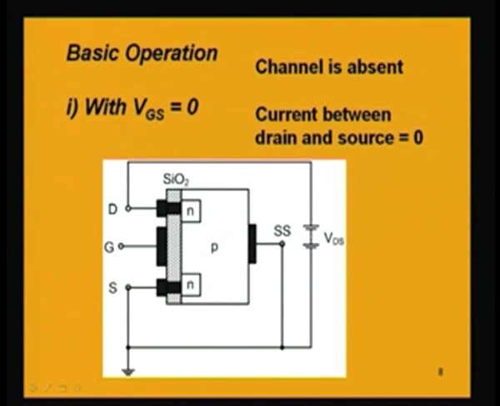Now, we are redrawing the MOSFET here, just simplifying the drawing by indicating the P type substrate, two N type semiconductors, which are the source and the drain. Here this is the drain, this is the source, and we have these three metallic contacts. Out of these three metallic contacts, we have three terminals: drain, gate and source.